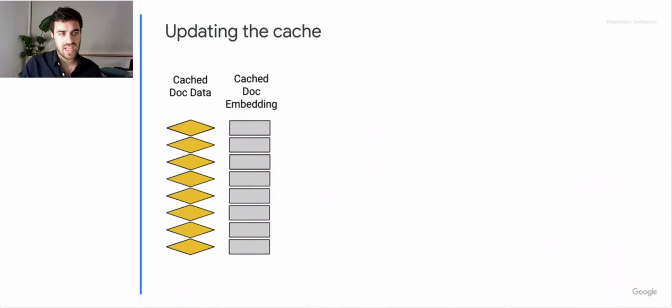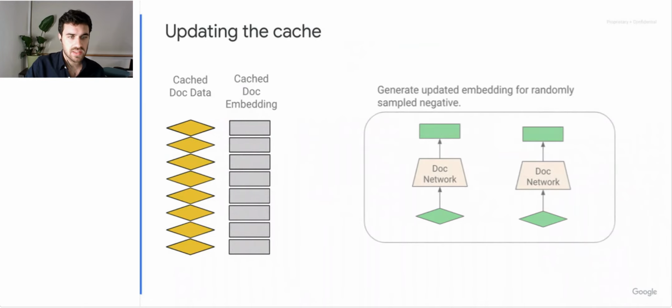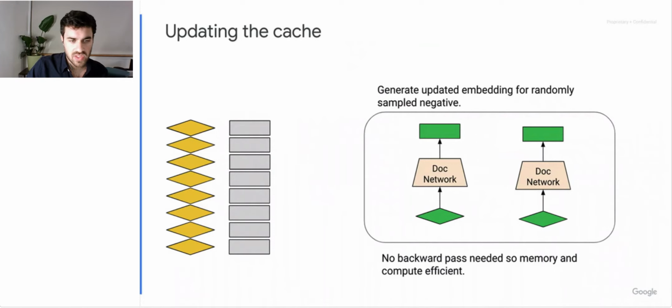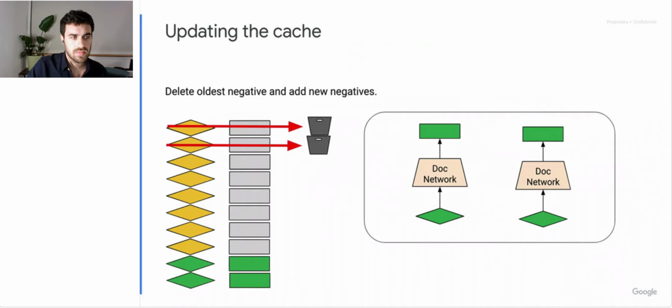So we'll have, again, our cache with document data and document embeddings. We'll take some randomly sampled negative embeddings and we'll feed them through the documents. These will just be randomly sampled documents from our data set. Now note that there's no backwards pass needed here because they're just used to update the cache. So this is memory and computationally efficient. Now we'll find the oldest negatives in the data set and we'll add these new negatives. This prevents the maximum number of iterations that an embedding is in the cache from becoming too large.